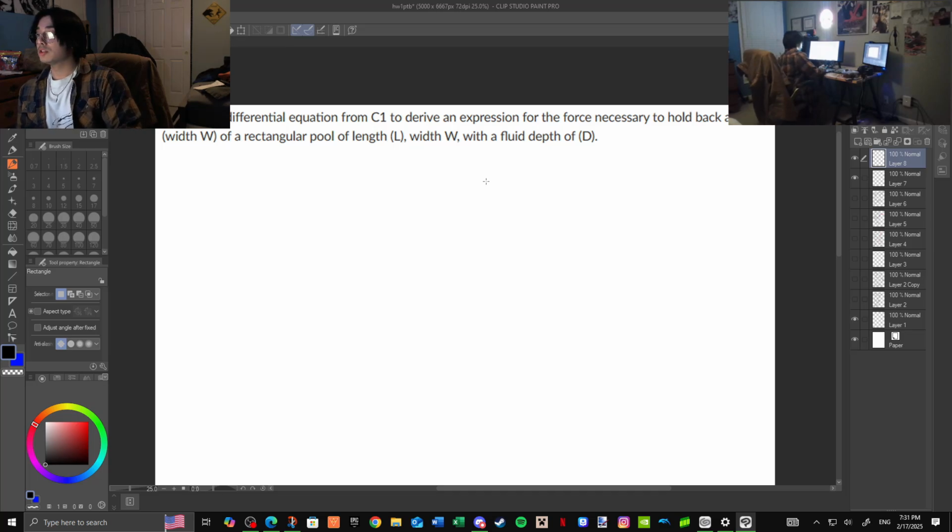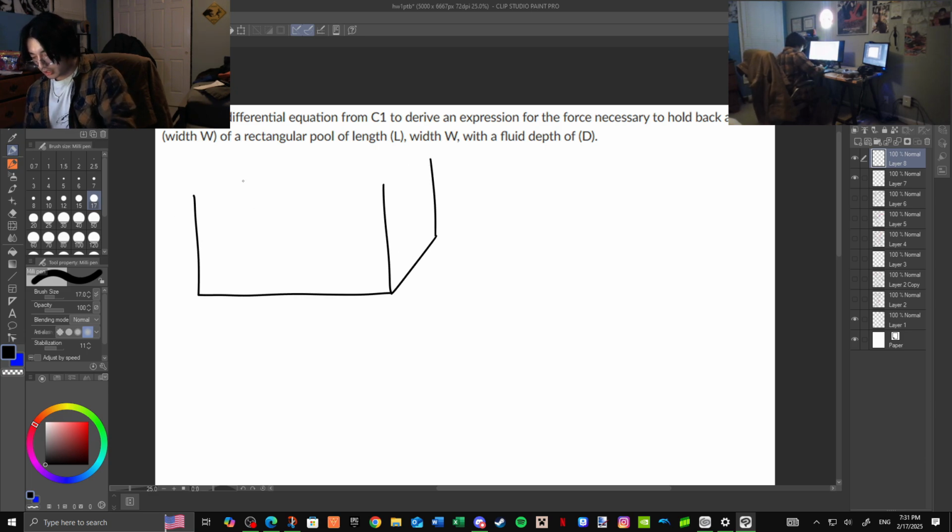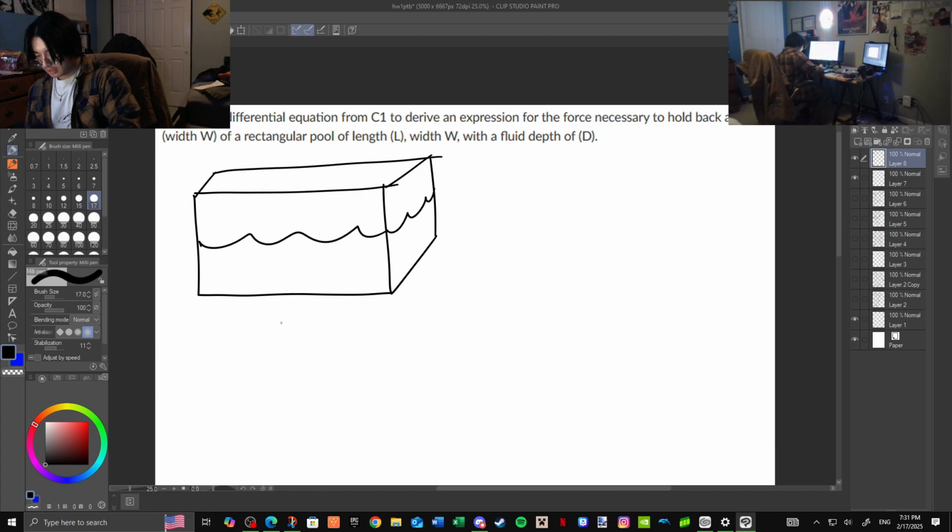So to start off this problem, I'm going to draw a figure to represent a pool. So we have a rectangular prism. This is our water. This is our length, this distance right here, and this is the width, for this distance right here. That's very messy. This is the width right here. And this pool has a depth of d.